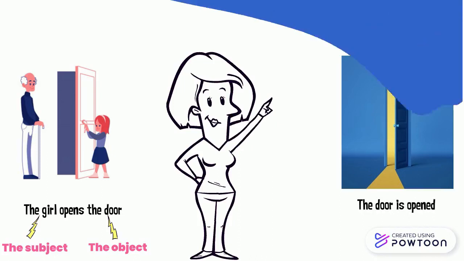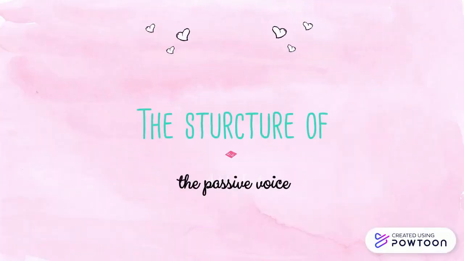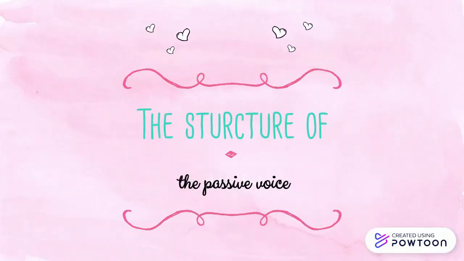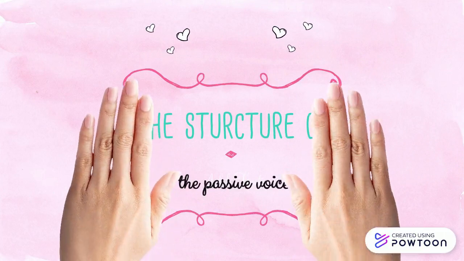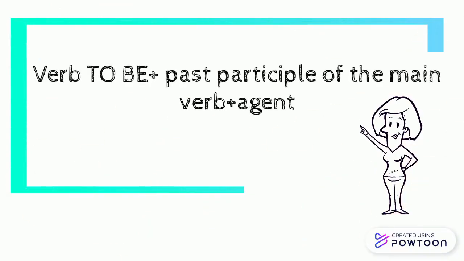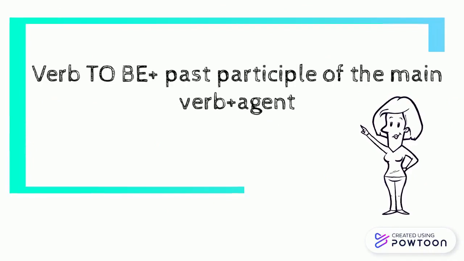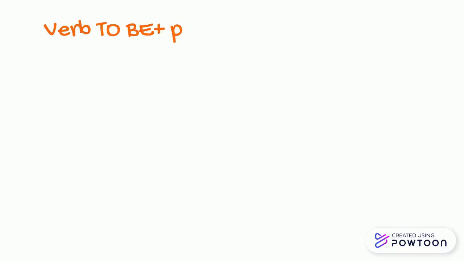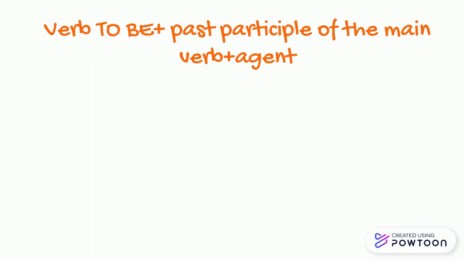The door is opened. Now, let's move to the main part of this lesson, which is the structure of the passive voice. So, the main structure is this one, the verb to be plus past participle of the main verb plus agent. I am going to explain each part of the structure as we move forward. So, the form of the verb to be in the passive sentence is the same as the form of the original main verb in the active sentence.